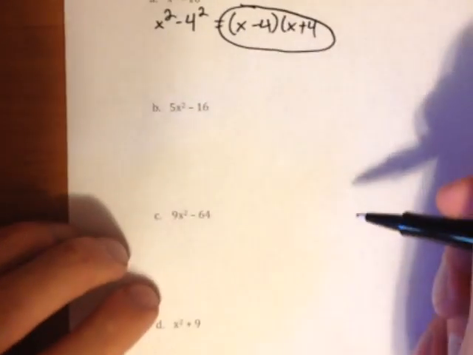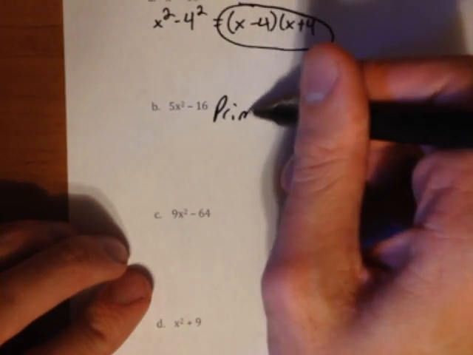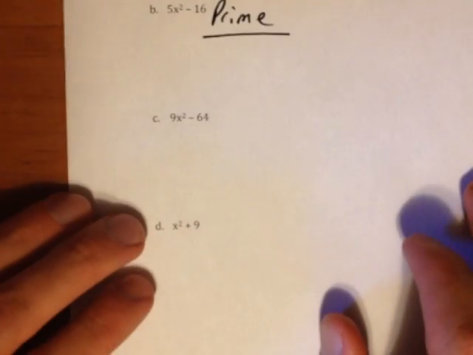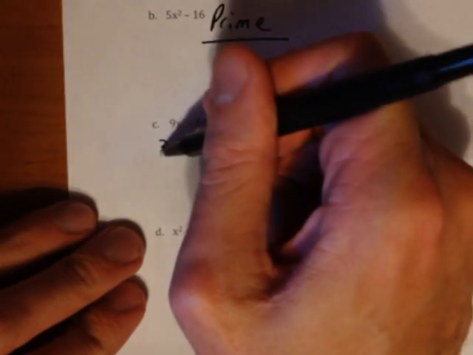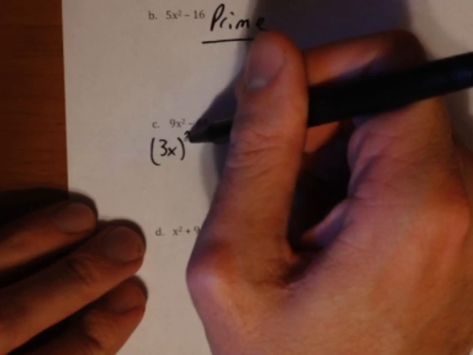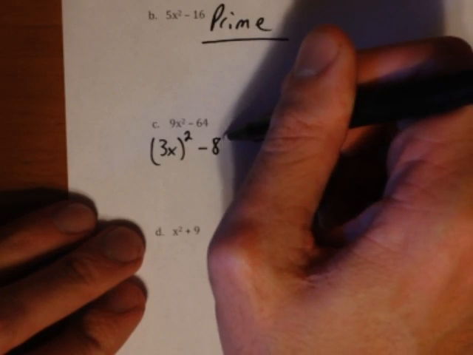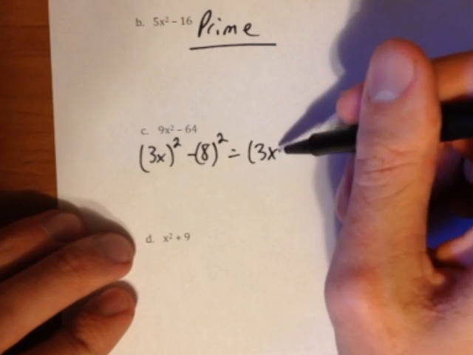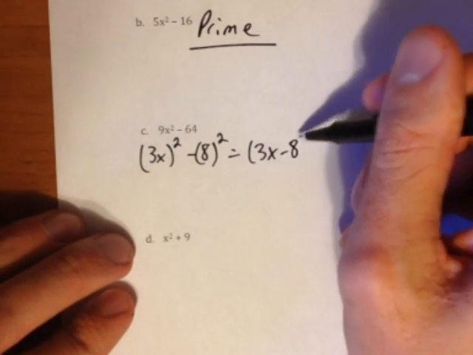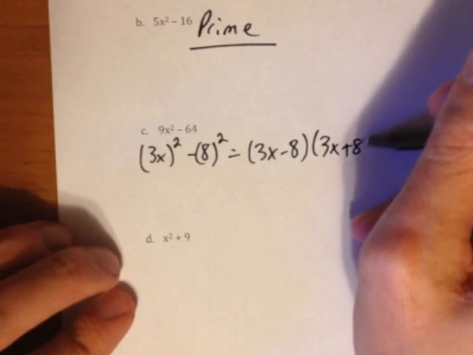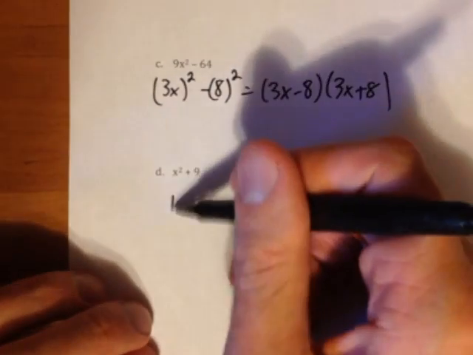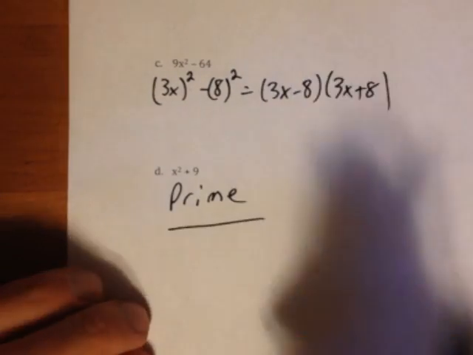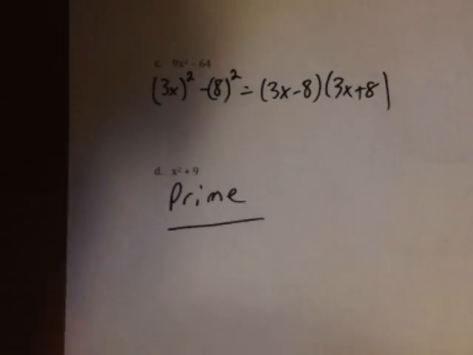B has a 5 in front of it. It's prime. We can't deal with that with a 5. C, 3x times 3x is 9x squared, and 8 times 8 is 64. So this is a difference of squares rule, which we can write as 3x minus 8 times 3x plus 8. And lastly, this one's prime. It's got a plus sign in it. We can't do binomials that way. Sorry. So we're going to have a very similar thing today.